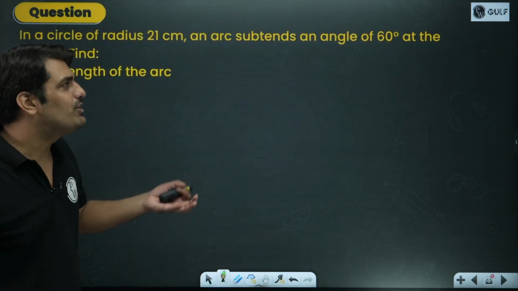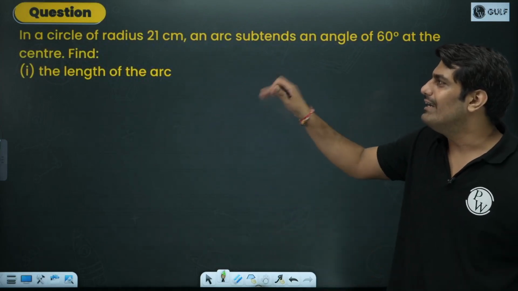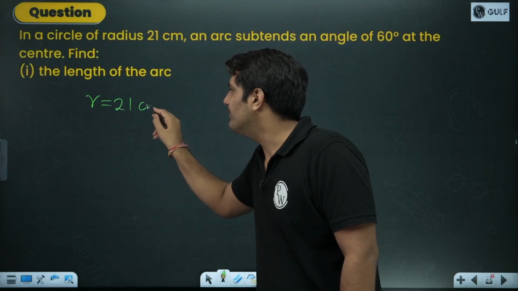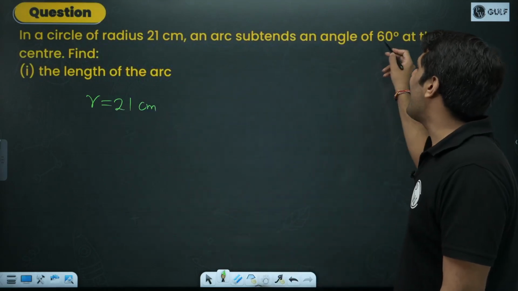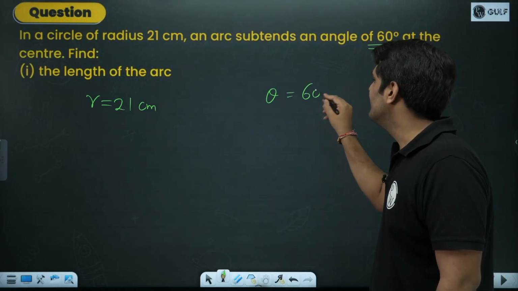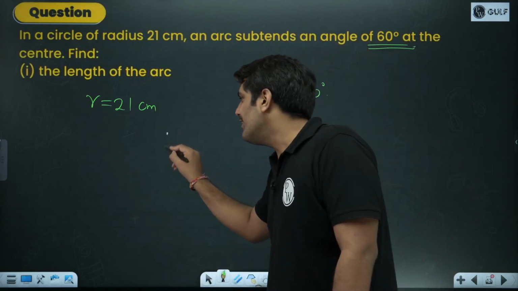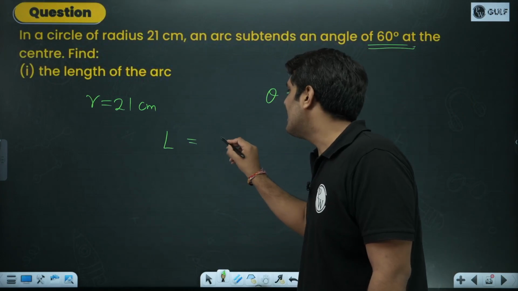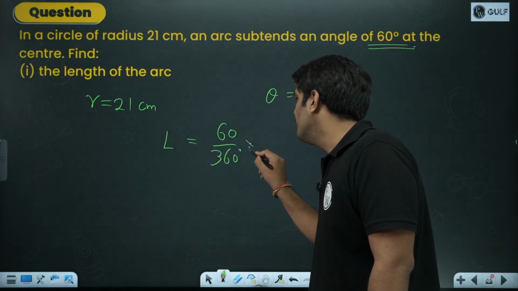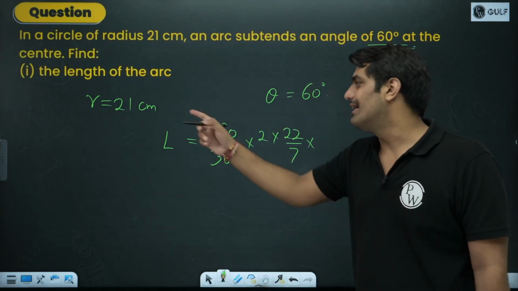First again, let me show in a very straightforward way what a simple question in this particular thing. In a circle, radius is given to you as 21 centimeter. Theta is given to you, subtending an angle at the center in this manner. Theta is given to you as 60 degree. What do you have to calculate? Length of the arc. So length of the arc is very simple. Length of the arc would be what? Theta, that is 60 by 360 degree multiplied by 2 into 22 by 7, the value of pi, and multiplied by r, that is 21.